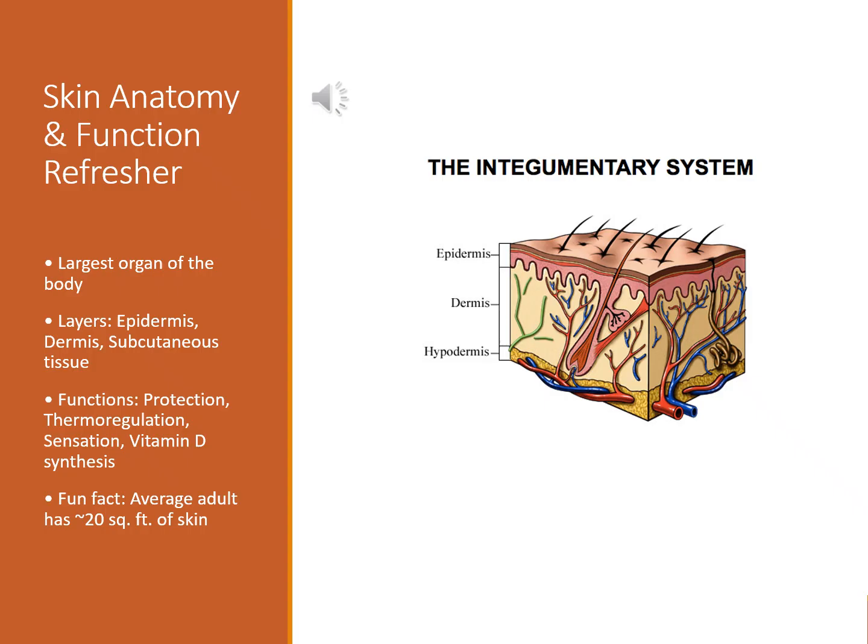Our function of our integumentary system, so I mentioned a little bit, protection. So this intact skin helps to create a barrier against bacteria and pathogens, helps to protect against UV radiation or destruction, and helps prevent water loss as well. So it kind of just creates an overall barrier for protection. It also helps with temperature regulation.